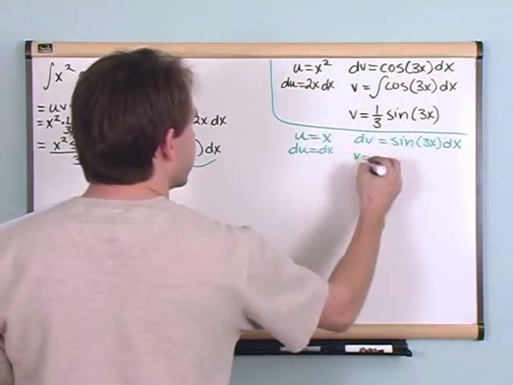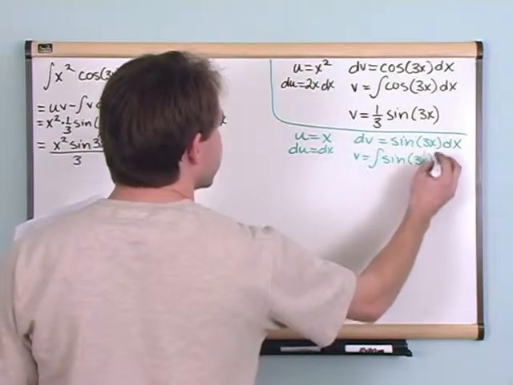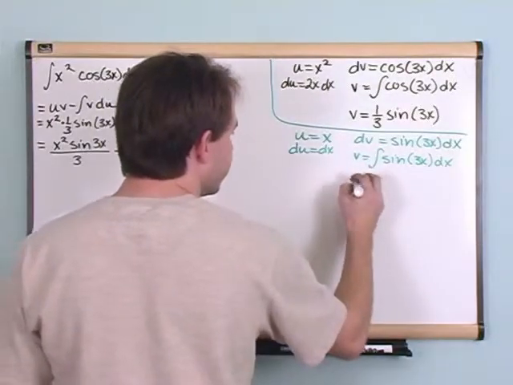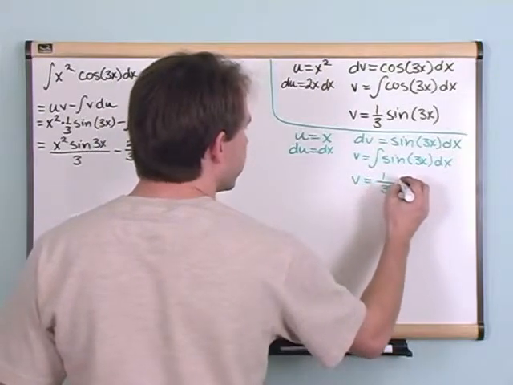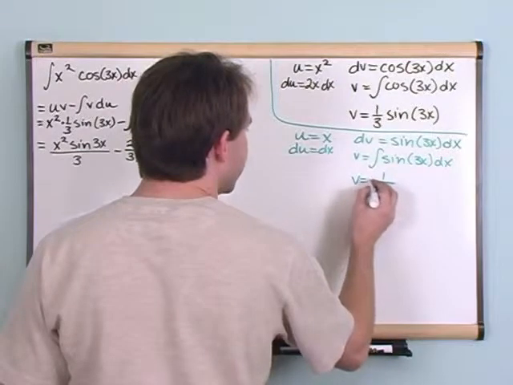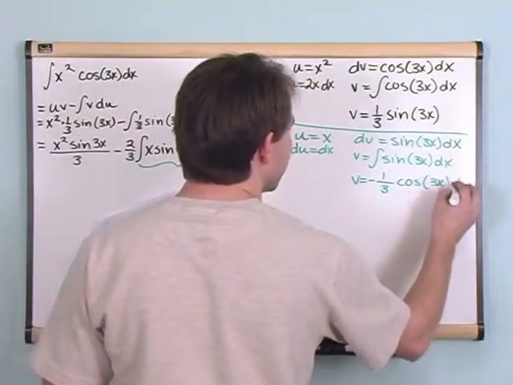And v is just equal to the integral of sine of 3x dx. And again, this integration you should be able to do by substitution, and we've done it before. So it's 1/3, it's actually going to be negative 1/3 times the cosine of 3x dx.